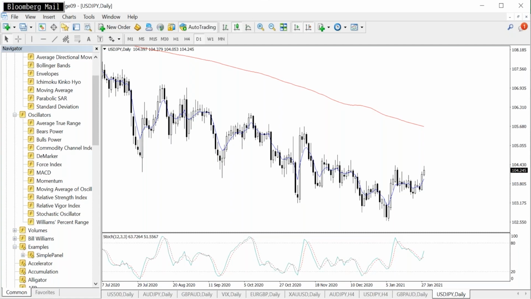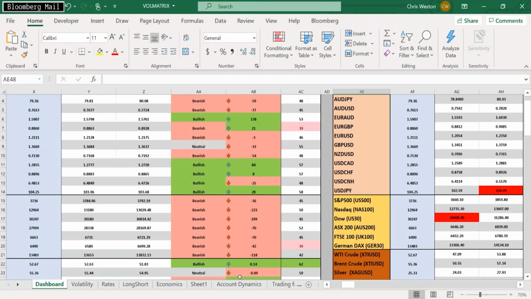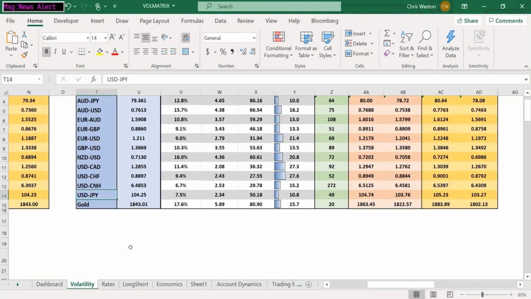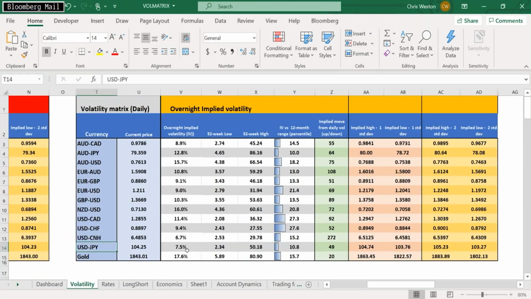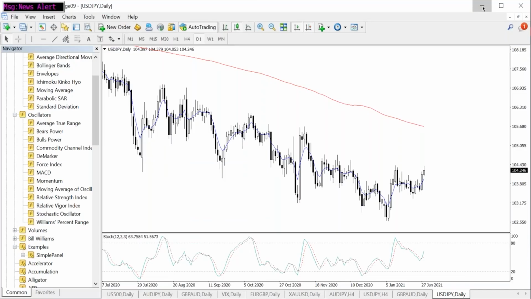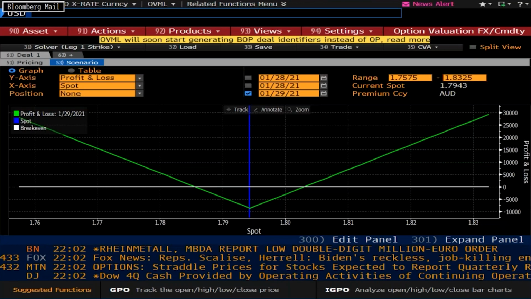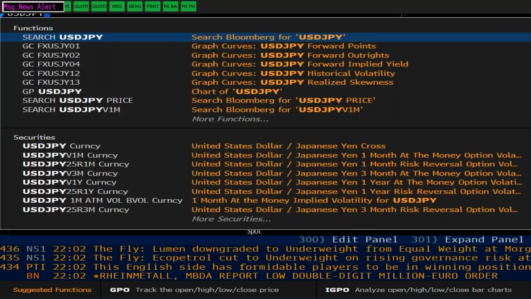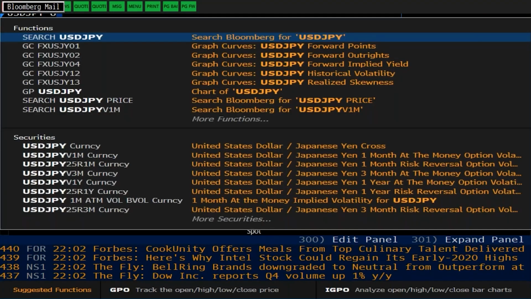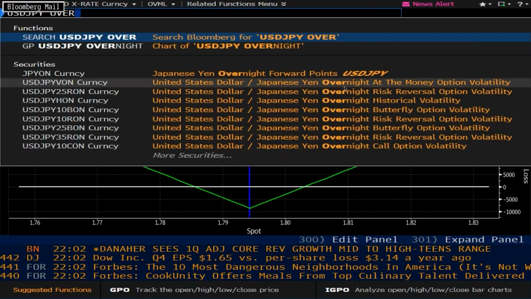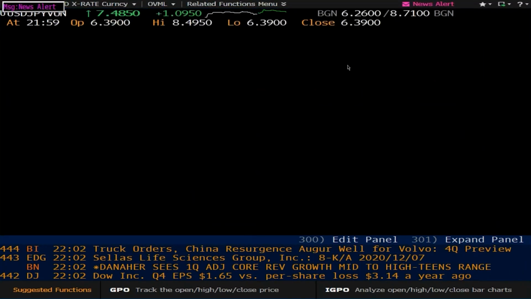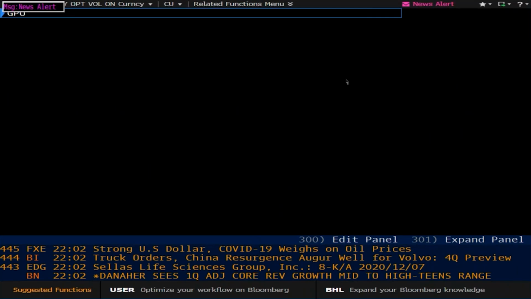So again, I'm going to come back to my volatility chart, and we're going to have a look at the expected move. So the overnight implied volatility is 7.5%. So on an annualized basis, they're saying that the dollar yen should move 7.5% up or down, and that's got a 68.2% level of confidence. What I'm going to do is show you where that sits, just to give you some context, what that implied volatility looks like over the last 12 months.